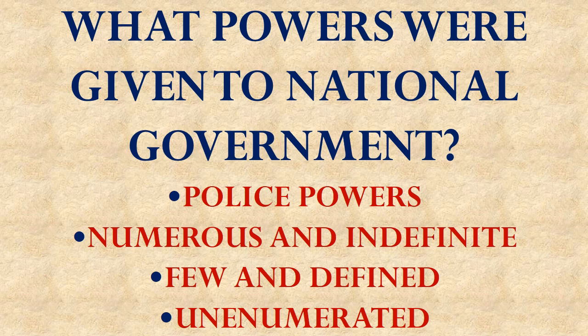Finally, what powers were given to the national government? Were they police powers? Were they numerous and indefinite powers? Were they few and defined powers? Or were they unenumerated powers? The correct answer is that few and defined powers were given to the national government. All the other powers that were given to government were kept or retained by the state governments.